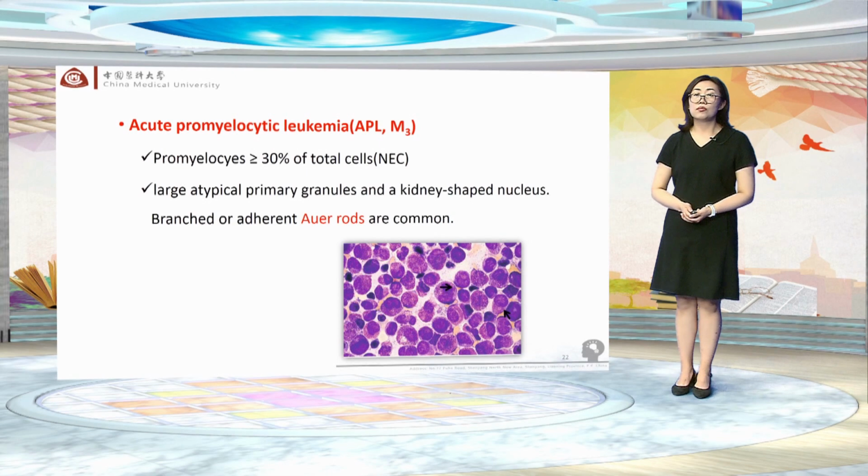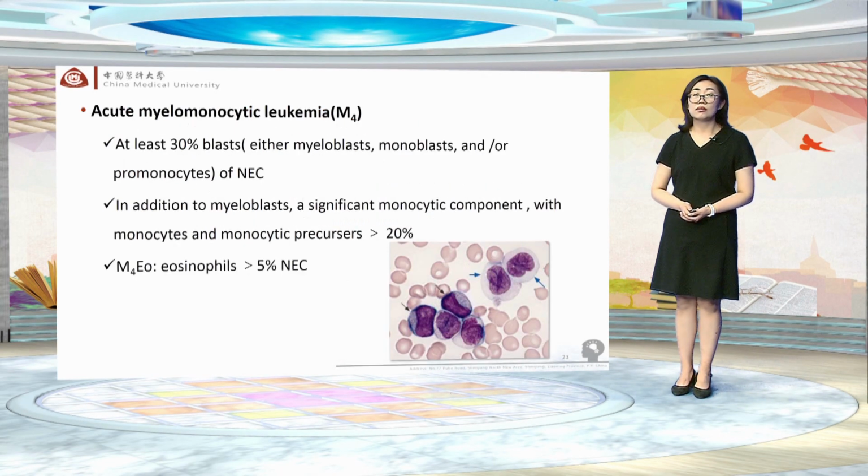M3 is the acute promyelocytic leukemia, APL. The promyelocytes are at least 30% of NEC, with large atypical primary granules and a kidney-shaped nucleus. Branched or adherent Auer rods are common. They are what the black arrows show.